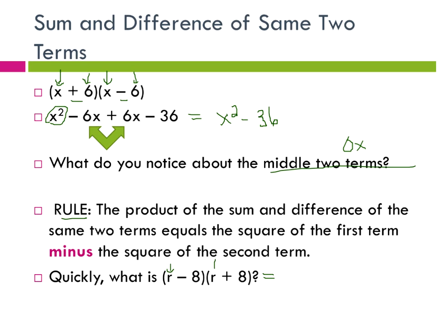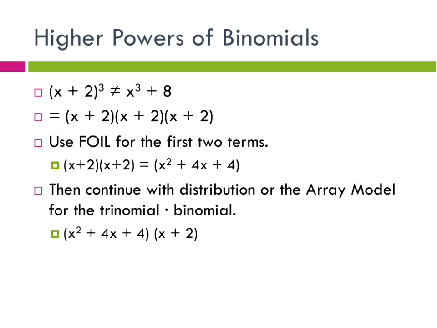Excellent. We get our square of our first term, r squared. Our middle terms would add to 0x. And we're subtracting from that the square of our second term, 64. So that's just kind of a special case of binomials that's going to be really important next lecture when we talk about factoring. But for right now, we're going to look at that and recognize that.